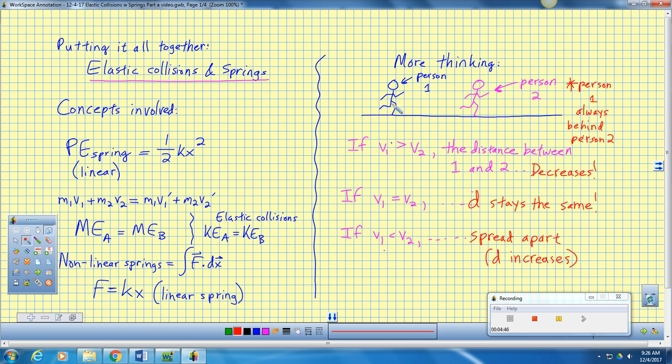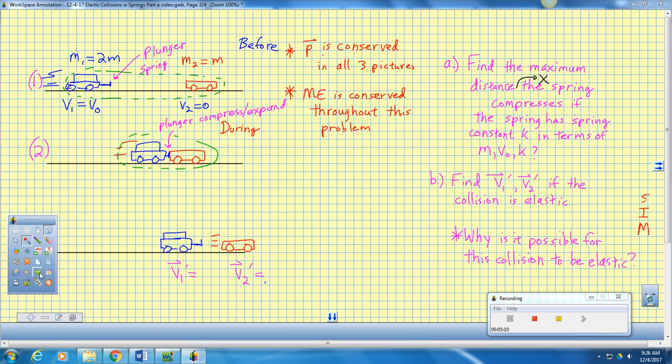As person 1 is running faster than person 2, the distance between them decreases. As person 2 is moving faster than person 1, the distance between them increases. And when they're moving at the same speed, the distance between them is not changing. Okay, so when we're thinking of taking this picture and moving it on to this situation, at first, person 1 is moving faster than person 2. So what's going to happen to the distance between these two, even as that spring is compressing? What's going to happen to the distance between this cart and that cart as the spring compresses?